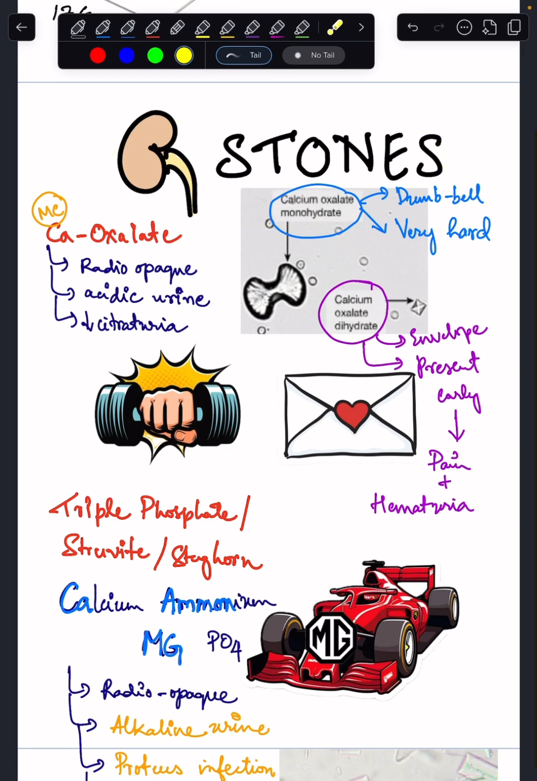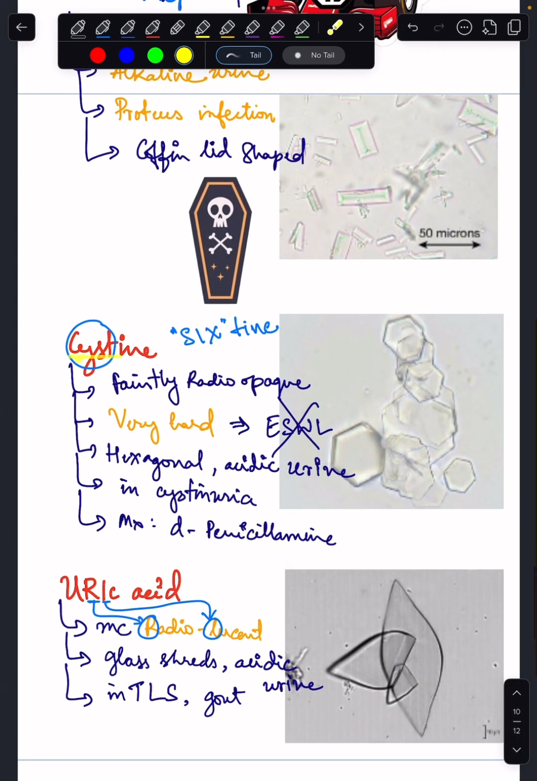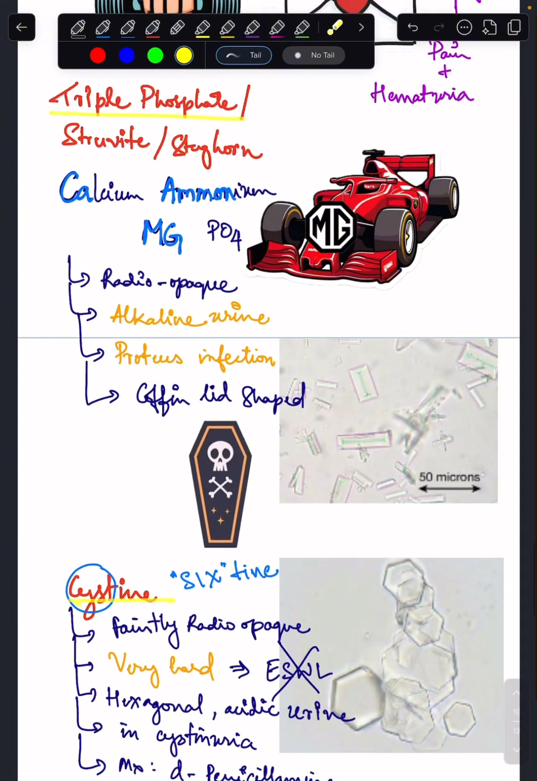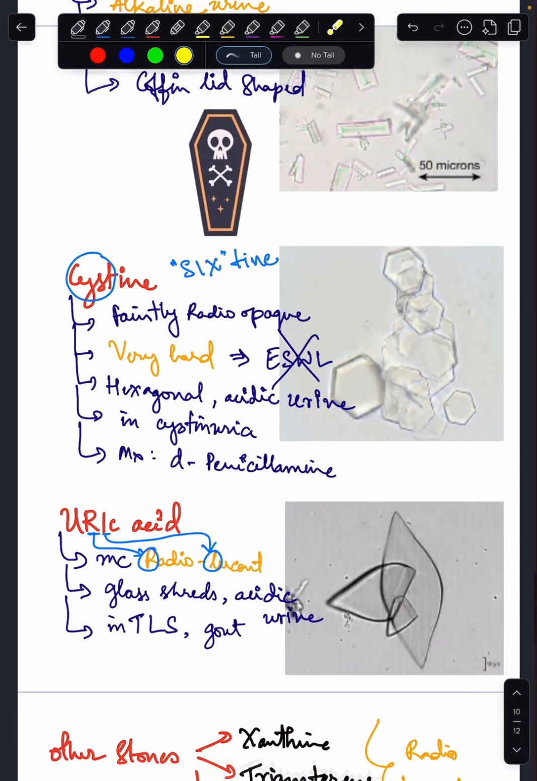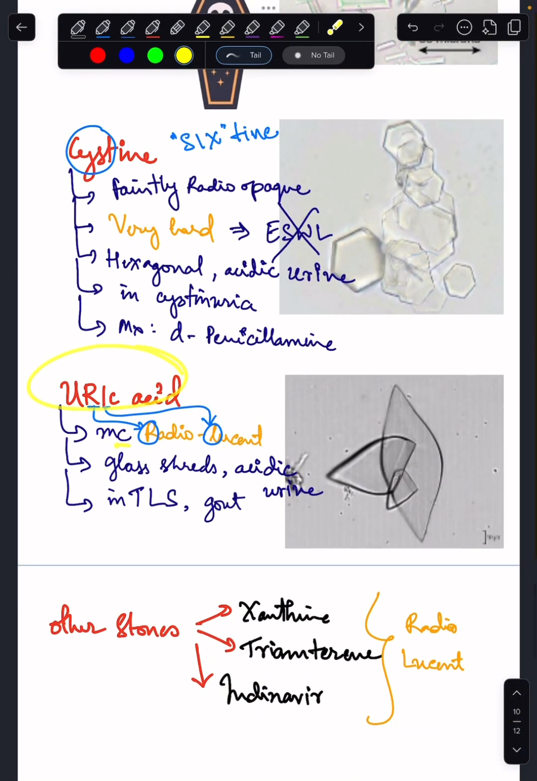So we have four major types of renal stones: calcium oxalate, triple phosphate, cystine and uric acid stones. So let's start with the most common type of renal stones, that is calcium oxalate stones. These stones are radio opaque, meaning they can be visualized on X-rays. Quick fact, all the major stones are radio opaque except uric acid stones, which are radiolucent.